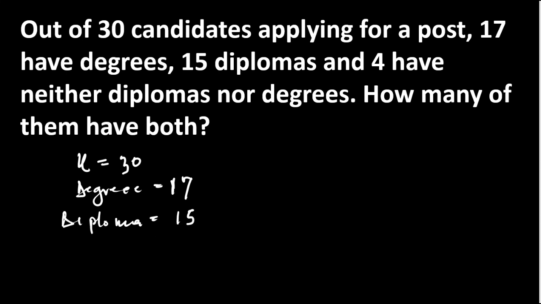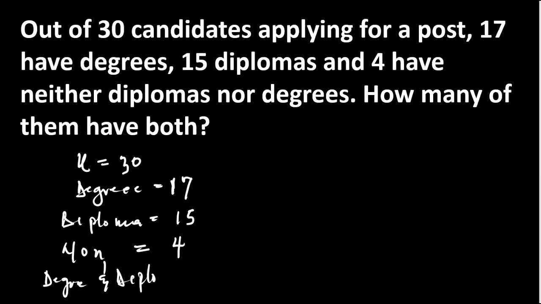While those who have neither, they have neither diploma nor degree, they are 4. Now, our question wants us to find out how many of them have both. That is, how many have degree and diploma.